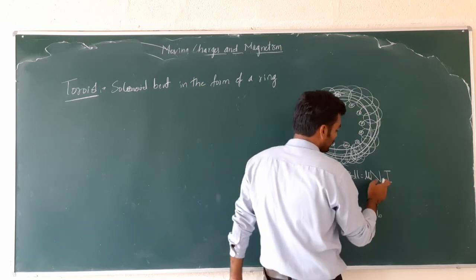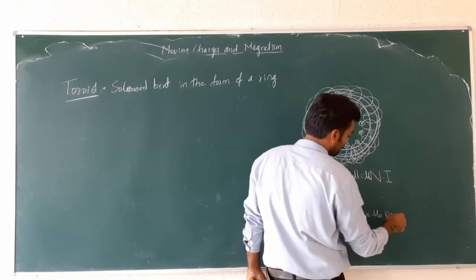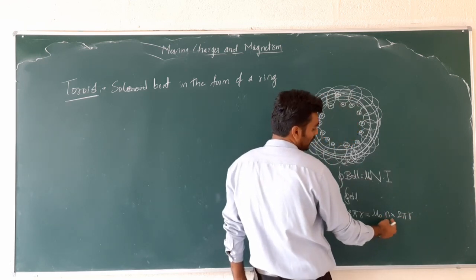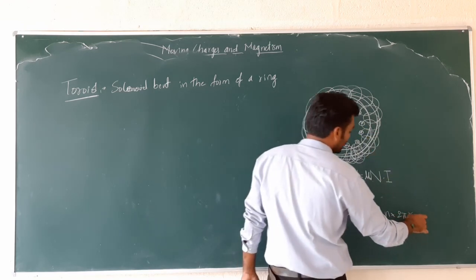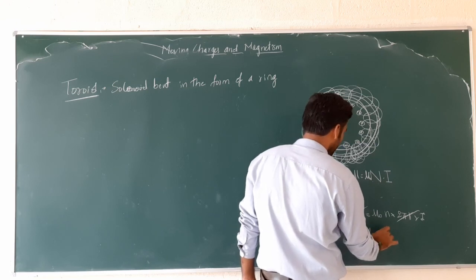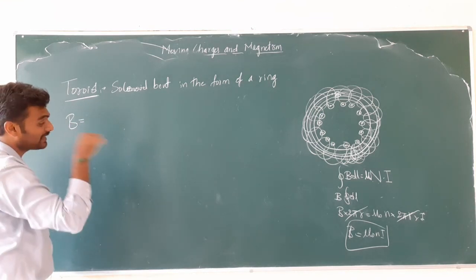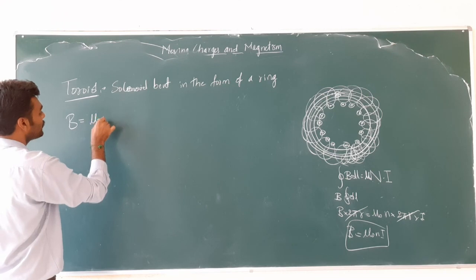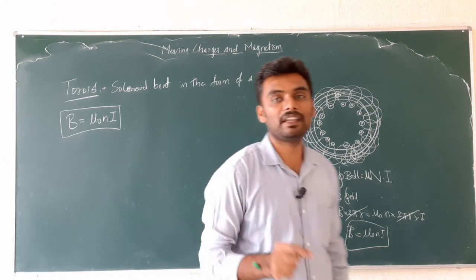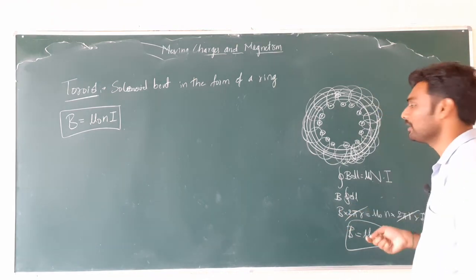What is N? The total number of turns is the number of turns per unit length into the total length, or the circumference. What is that? 2 pi r again. Following? The number of turns per unit length n into the total length 2 pi r, into i. So 2 pi r cancels, and we are again left with B is equal to mu naught n i. So even for a toroid, the magnetic field inside it is given by B equal to mu naught n i, where small n is the number of turns per unit length, i is the current through each turn, and mu naught is the permeability of free space.